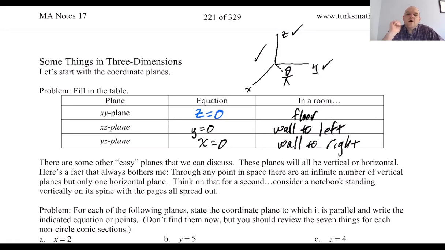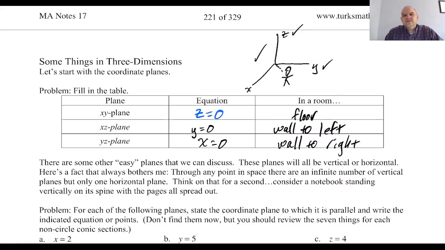So there's only one, this bothers me. There's only one type of horizontal plane. Every horizontal plane that you see will have the equation z equals a number. So z equals 0 is the xy plane, that's like the floor. I don't know how high your ceiling is, but say it's like 8 feet. So z equals 8 is another horizontal plane. The floor below you, z equals -8 maybe. There's only one type of horizontal plane.